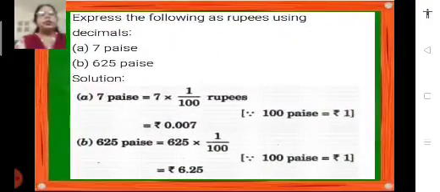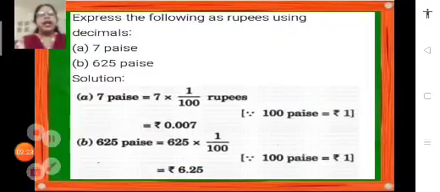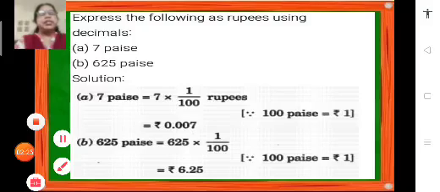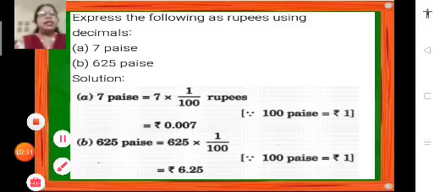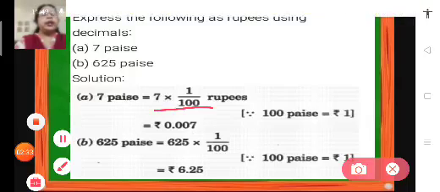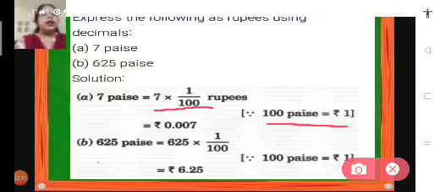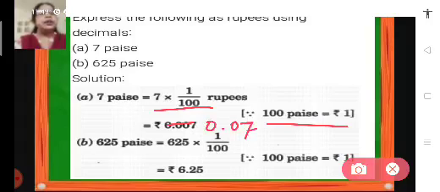Express the following as rupees using decimals. So we have 7 paise and 625 paise which we have to convert into rupees. So 7 paise will be equal to 7 into 1 upon 100 rupees, isn't it? Because 100 paise make 1 rupee. So it becomes 7 upon 100. That means it is 0.07 rupees. The answer will be 0.07 rupees.